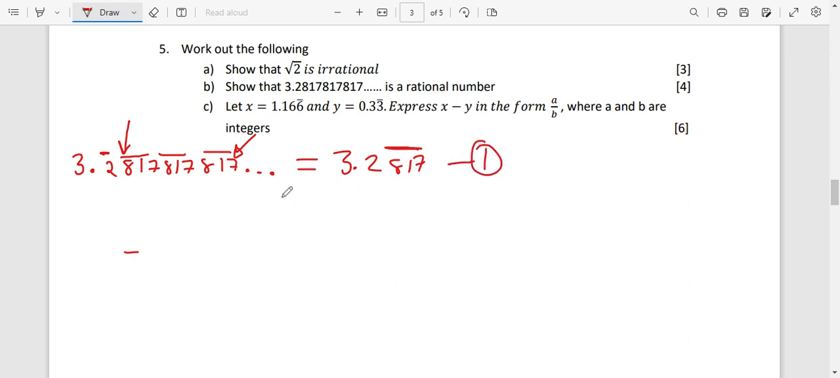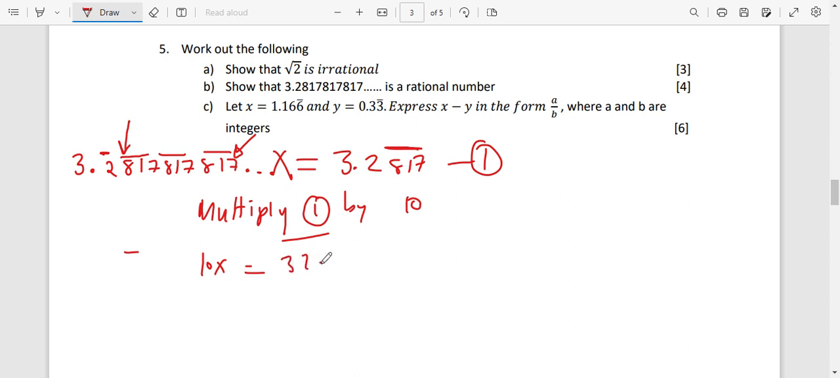And then move the decimal point in front of the bar. So how many digits should we move it? Okay, 1. So multiply by 10. So this should be x is equal to 3.2817 repeating. So that is going to be 10x is equal to 32.817 as equation 2. And then we are going to multiply equation 2 by what?